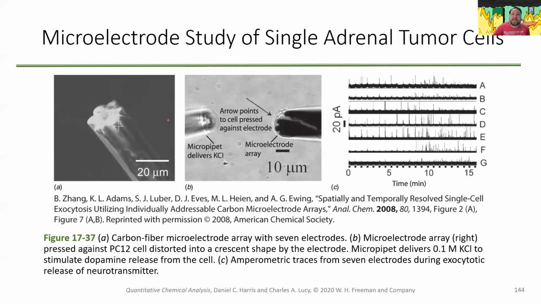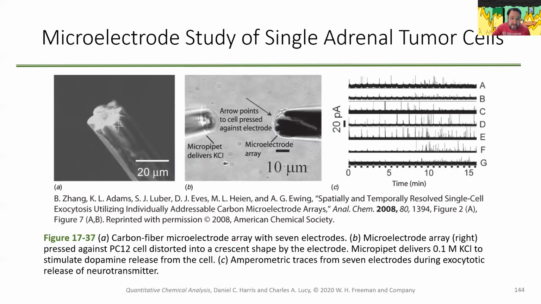So you can study single adrenal tumor cells. Here's a microelectrode where you've got a micropipette that's delivering potassium chloride. You've got a cell that's pressed up against this electrode. Even though this is 20 microns, which seems really, really small, there's a 10 micron thing, and our cell is even smaller. So we're not going to be able to necessarily get inside of a cell, but we can certainly smush our cell up against it. So here they're measuring up against a single cell.